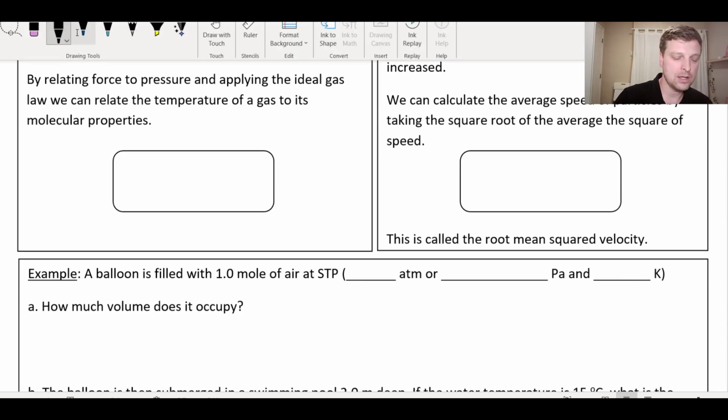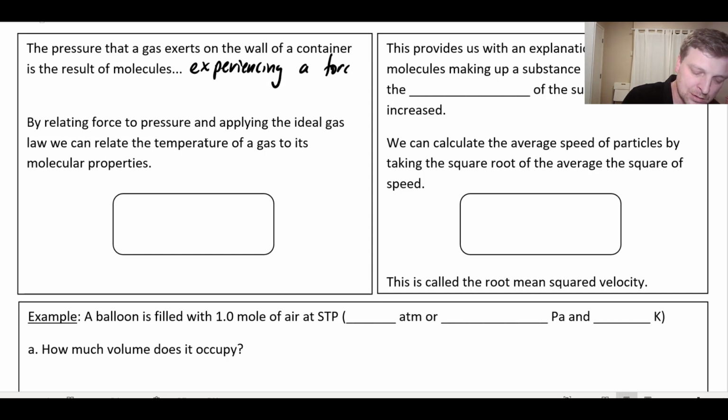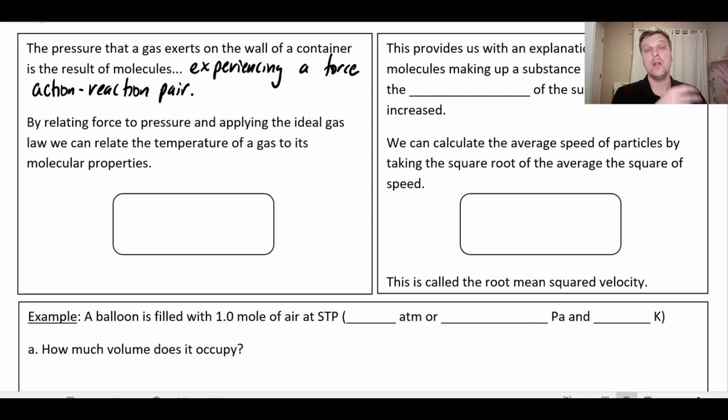Okay, so just a couple things that follow from this ideal gas law. The first thing to recognize is that we talked about this already, that the pressure inside a container really is caused by all these particles bouncing around. And so the pressure is really just the result of the particle colliding with the wall of the container and experiencing a force, an action-reaction pair. Okay, so particle hits the wall, wall hits the particle.